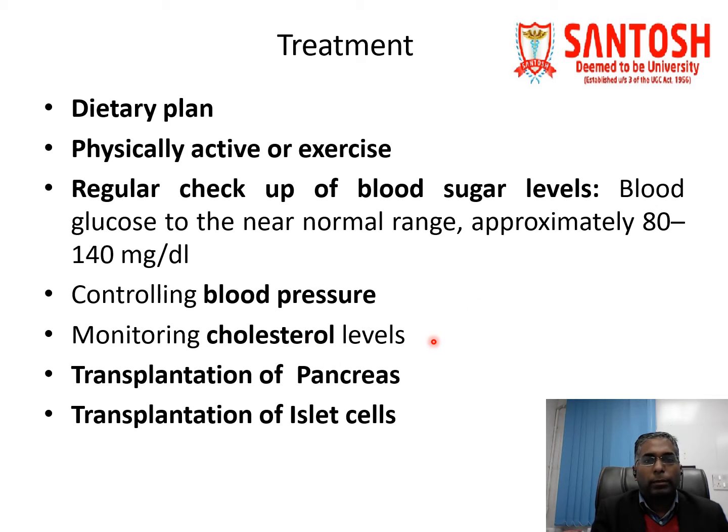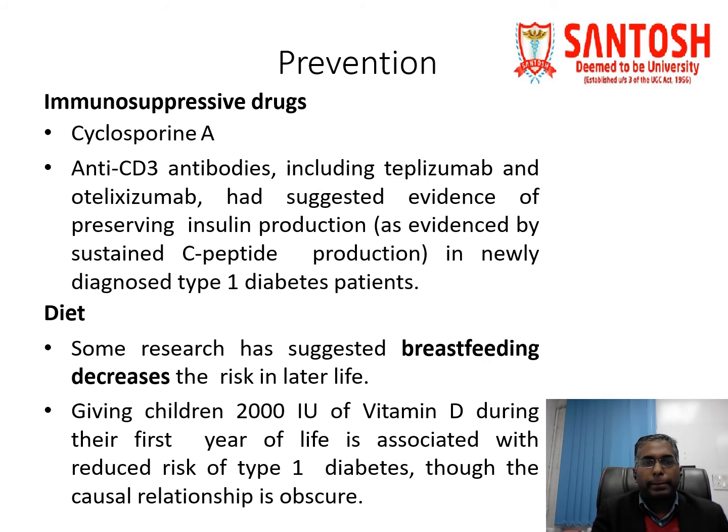We also have to control the blood pressure and monitor cholesterol level, and future therapies like transplantation of pancreas and transplantation of islet cells are also being tested or under research. Certain drugs are found to be helpful in prevention of type 1 diabetes, like the use of cyclosporin, and anti-CD3 antibody like teplizumab. But these are still in the research phase.